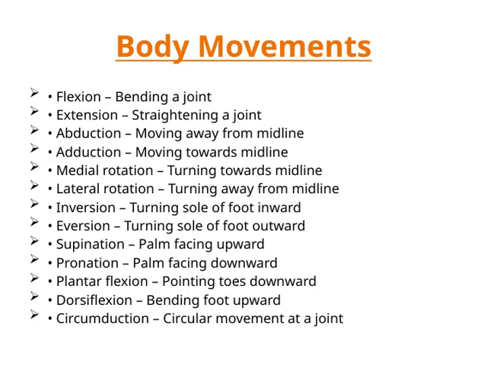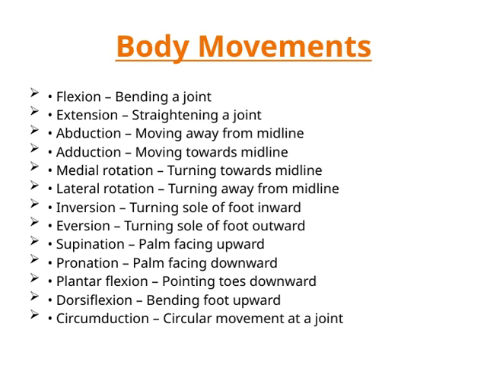Let's go over some key body movements that are essential for understanding how our joints work. First, we have flexion, which is simply bending a joint, like when you bend your elbow or knee. Opposite to that is extension, which straightens the joint back out. Next, we have abduction, which involves moving a limb away from the midline of the body, such as raising your arm to the side. Conversely, adduction moves the limb toward the midline, like bringing your arm back down.